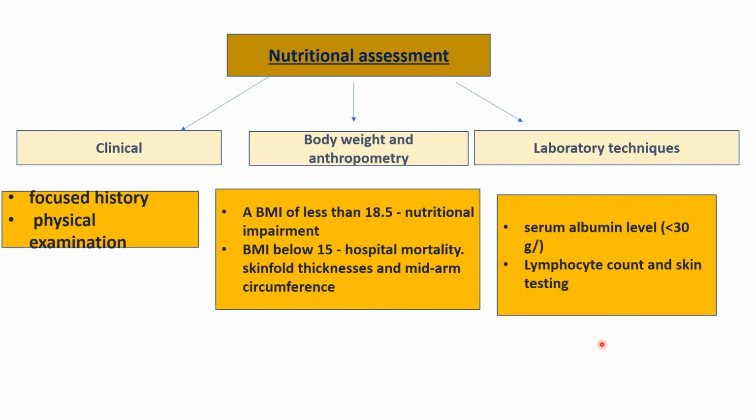In the lab techniques, you have albumin. Albumin less than 30 grams usually indicates malnutrition, but it is not a specific tool. Others, like lymphocyte count and skin testing, show a defective immune system, but are still not specific tools for malnutrition. But these things can help you determine if the patient is malnourished or not. Later we are going to look at a tool called the MUST tool, which is done on every patient to assess their nutritional state.